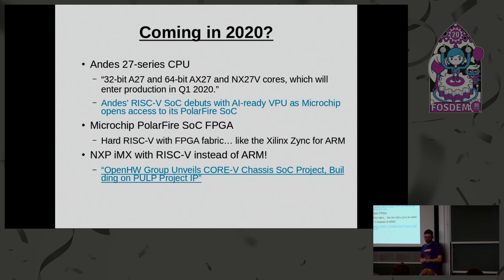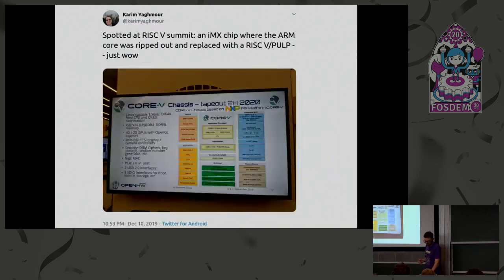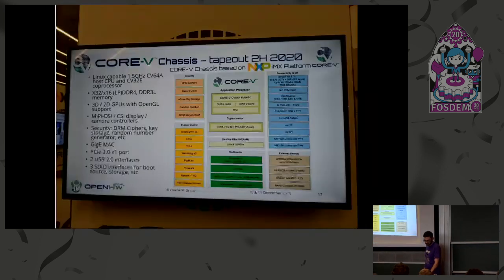And then the one I'm most excited about, which I saw one of my friends tweet about at the RISC-V Summit, is that NXP is working with an organization called the Open Hardware Group to produce a RISC-V i.MX style SoC. If you've heard of the Freescale i.MX6 or i.MX8, they're pretty popular for embedded Linux systems. You see them in a lot of different boards. The idea is something that has the peripherals you normally have in an i.MX system with a RISC-V core instead of an ARM core. This is supposed to be second half of 2020.